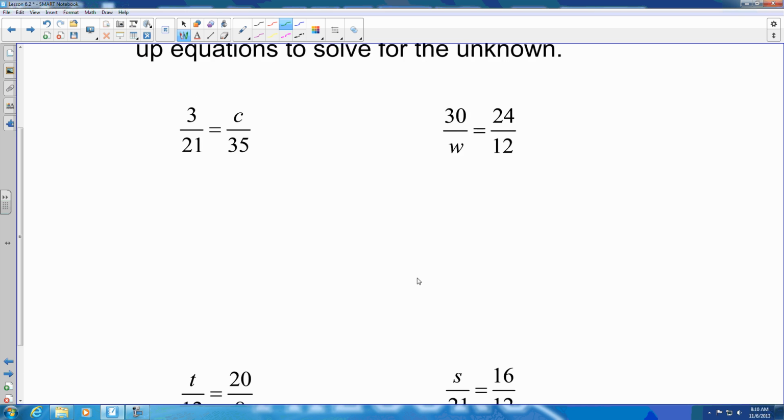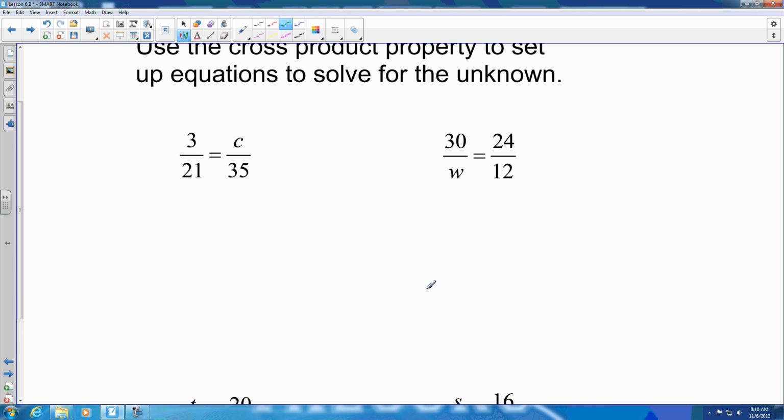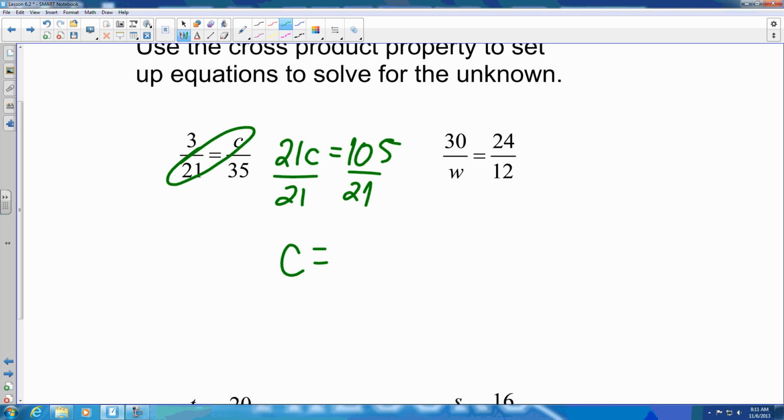Just doing some more examples here of the unknowns. So let's just keep going through. So let's use the cross product. So I get 21c equals 35 times 3, which gives me 105. Dividing both by 21, c happens to equal 5. And the way that you can determine whether this is correct or not, you can plug it back into the original equation to see if it holds true. And in fact, it would.